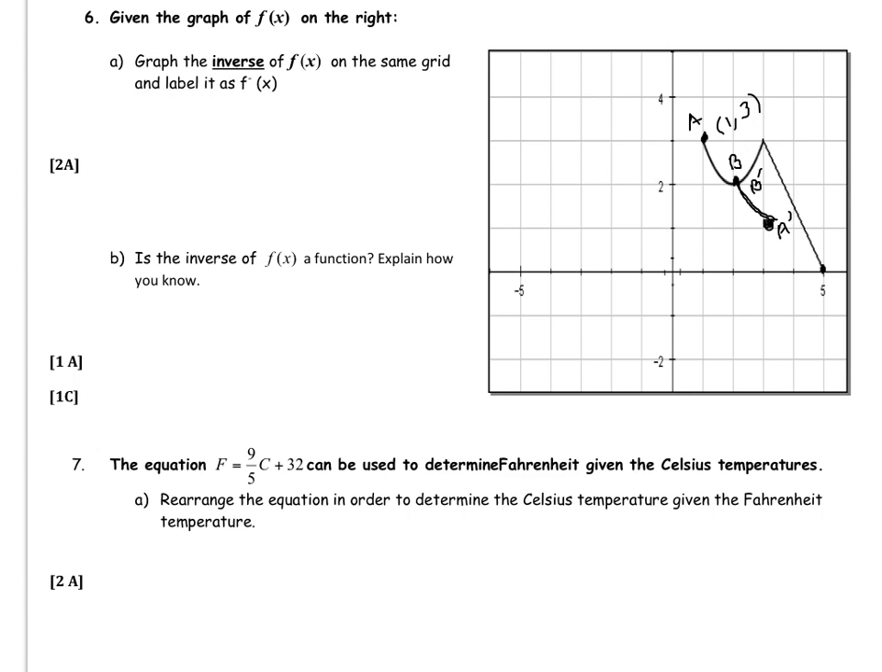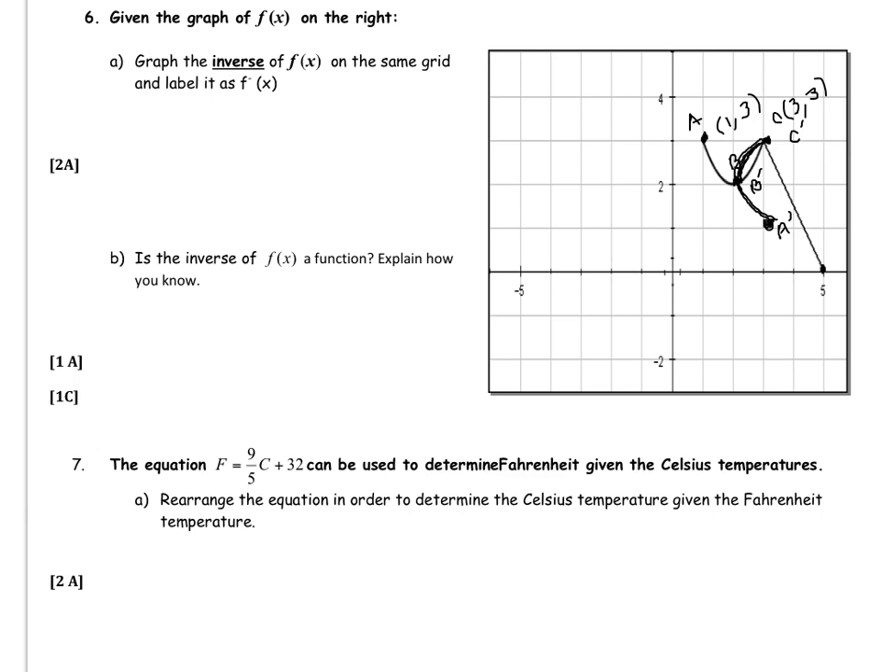Now let's go and find this point. This point has the coordinate of (3, 3). Let's call it C. The inverse, C prime, is going to have the same coordinate, (3, 3). So C prime is here. Now, in the original function, B was connected to C, so B prime is going to be connected to C prime, something like this.